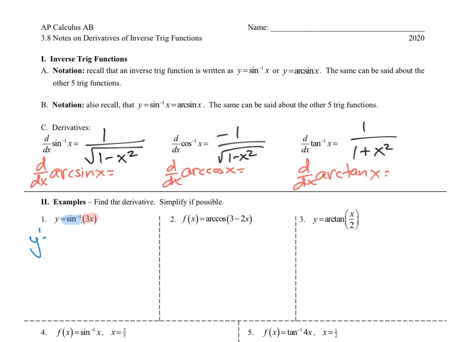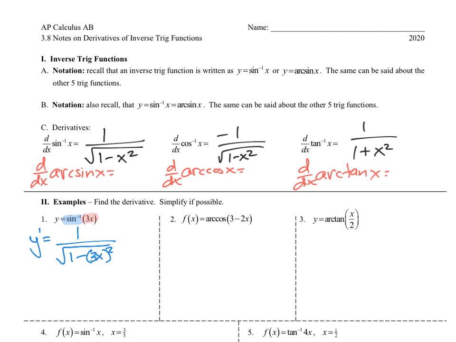So y prime equals, I have to take the derivative of the outside function. And up above that is 1 divided by the square root of 1 minus x squared. But in place of x, I'm going to write what was inside, and I have to put that in parentheses. I'm replacing the x. That means that both the 3 and the x are going to be squared.